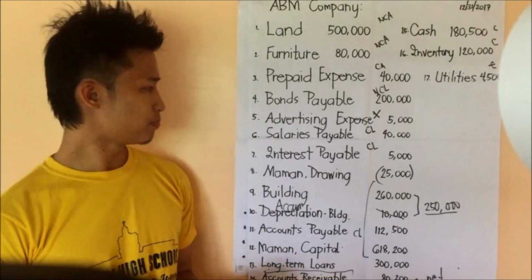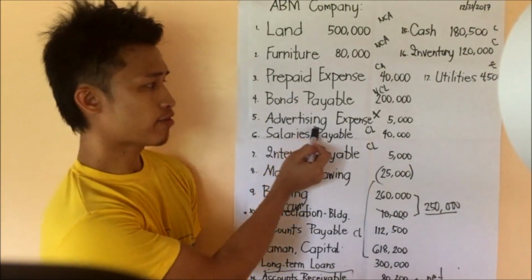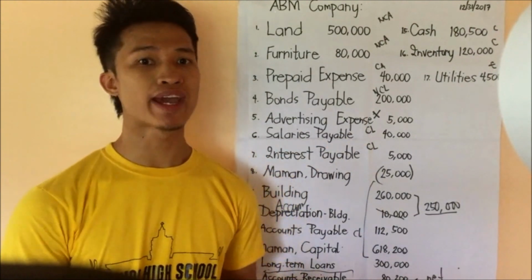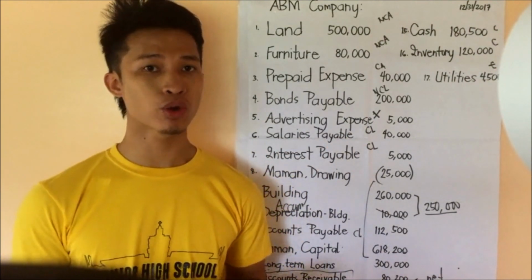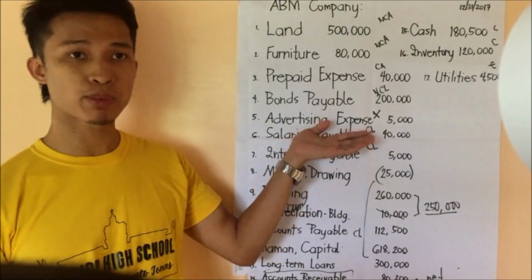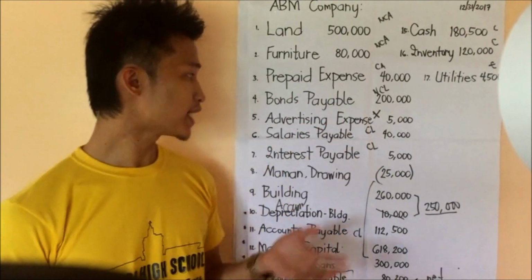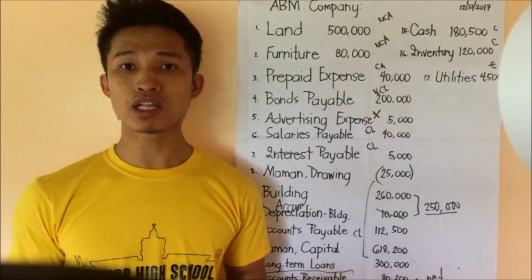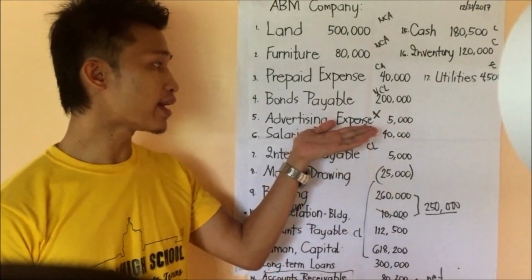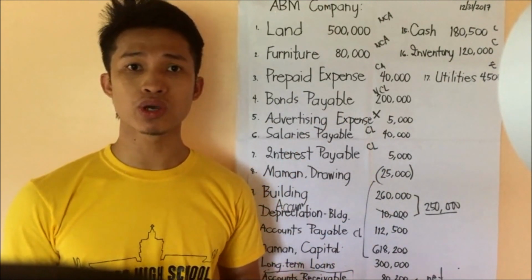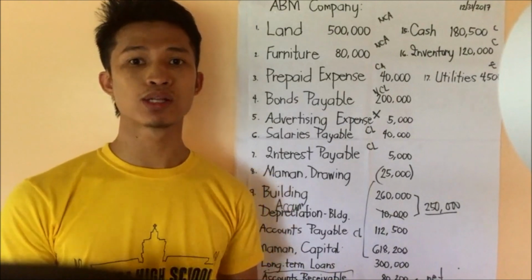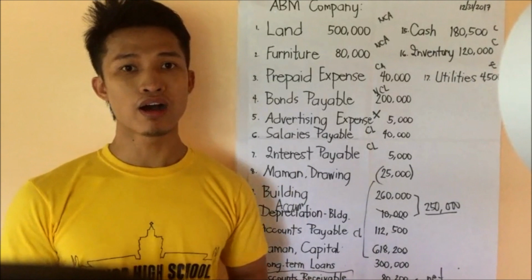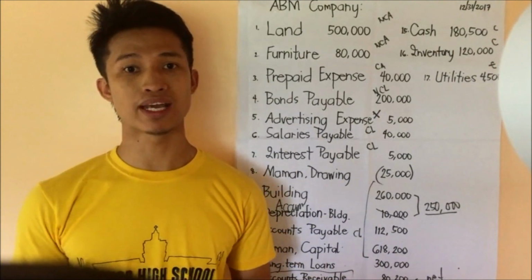Number 5, advertising expense, 5,000. So for you to be able to sell, you have to advertise, and the cost incurred will be recorded as advertising expense. And this is a selling expense to be reported in your income statement or in your statement of comprehensive income. So it's not an asset nor a liability, because now we're just talking about the statement of financial position. This is an expense to be recorded in the statement of comprehensive income under operating expense.